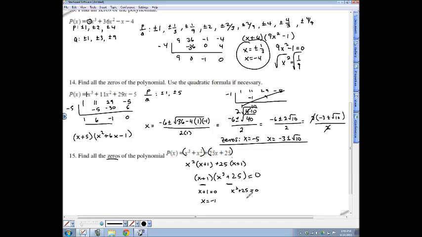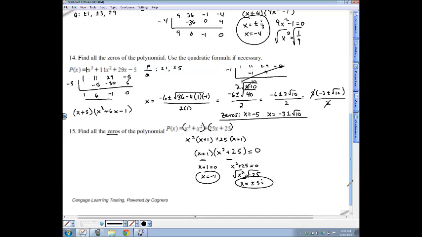This one here, if you subtract the 25 over, you get x squared equals -25. If you square root both sides, then x is equal to plus or minus, and since you're taking the square root of a negative number, you have to use imaginary values. So this is plus or minus 5i. And those are the 3 zeros. X equals -1. X equals plus or minus 5i.